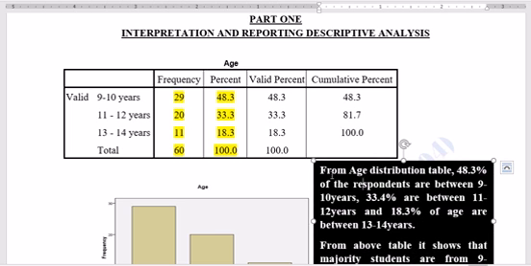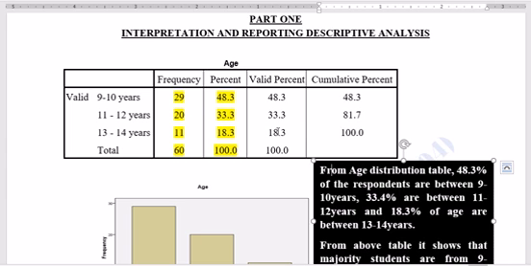Now, if you are going to report this percentage, look at this table, the one I put here. I said from this age distribution table, 8.3% of the respondents are between 9 to 10 years, and 33.4% are between 11 to 12 years, and 18.3% are between 13 to 14 years. And by the time we add everything together, you will get 100%. Okay, now this is your report.